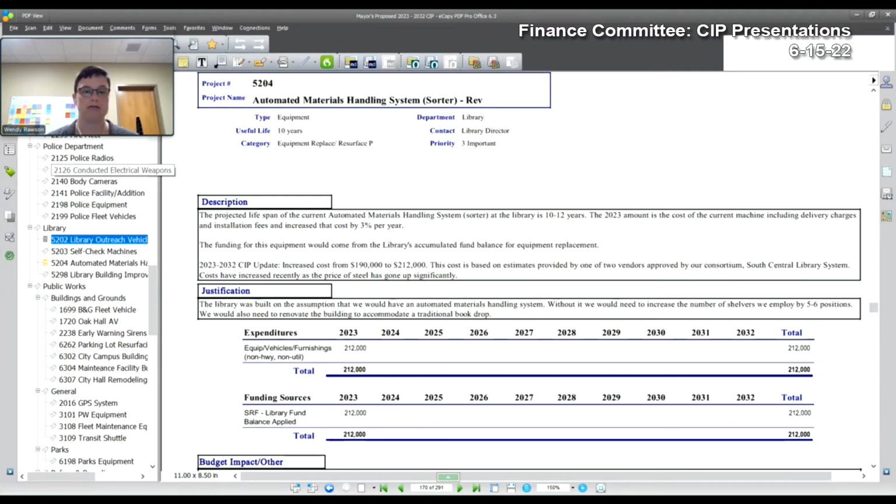We based the $212,000 on a rough estimate from a vendor that we're talking with. We're limited in the vendors that we can use because it has to work with our integrated library system, and it has to be approved by South Central Library System. This was not the fanciest one and not the most bare bones one, so we're kind of going right in the middle. I think it will do a lot more than the one that we currently have, so we're looking forward to the upgrade. This is also funded out of library fund balance.